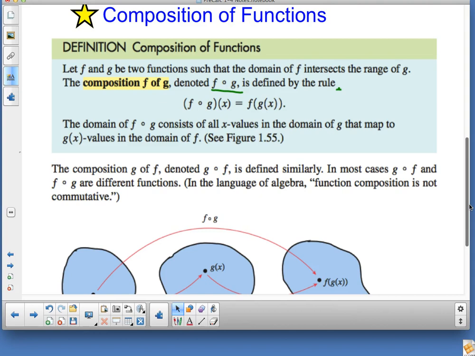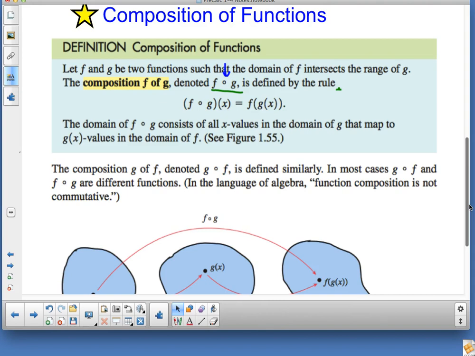Let f and g be two functions such that the domain of f intersects the range of g. The composition of f of g, denoted f with this open circle, pronounced "of", is defined by the rule (f∘g)(x) = f(g(x)). So we place g of x into the function f wherever we see x in that function. And that's all we're doing.